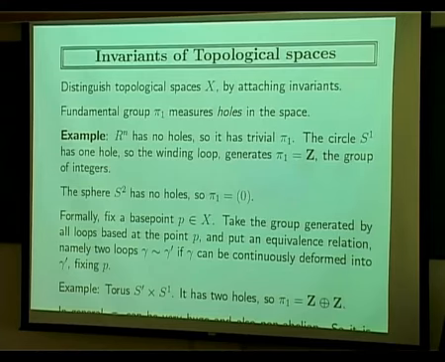The first thing which was introduced by Poincaré is that you can define a certain group which measures holes in the space. If I take n-dimensional space, this has no holes, your intuition says that there are no holes. So the group you attach is the trivial group. The group is denoted by pi 1. Now if you look at the circle, it has one hole, and precisely the winding loop generates your fundamental group pi 1.